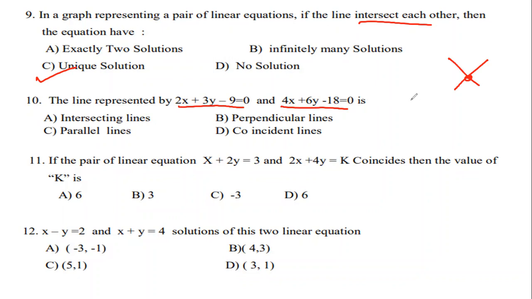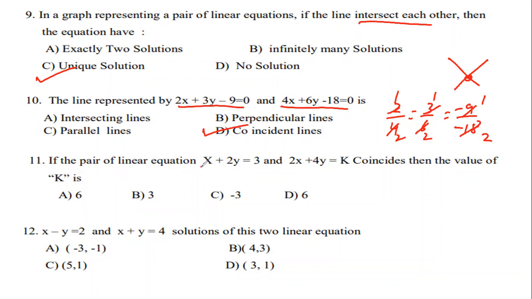Next, the lines representing 2x plus 3y minus 9 is equal to 0 and 4x plus 6y minus 18 is equal to 0 are dash. So a1 by a2 is 2 by 4, equal to b1 by b2, 3 by 6, equal to c1 by c2, minus 9 by minus 18. 2 ones are 2, 2 twos are 4, 3 ones are 3, 3 twos are 6, 9 ones are 9, 9 twos are 18. The lines are coincident lines. So which option is right? Option D is correct.